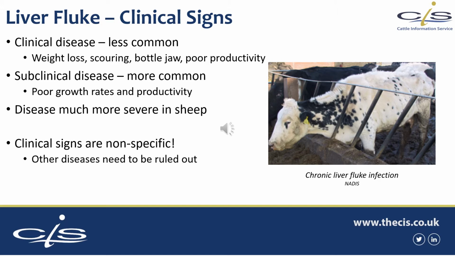But again, these are symptoms that we might see in other diseases as well. So we might see something like that with Johne's disease, for example. So the differentiation of the disease we've got on farm is important, because it is so very non-specific.